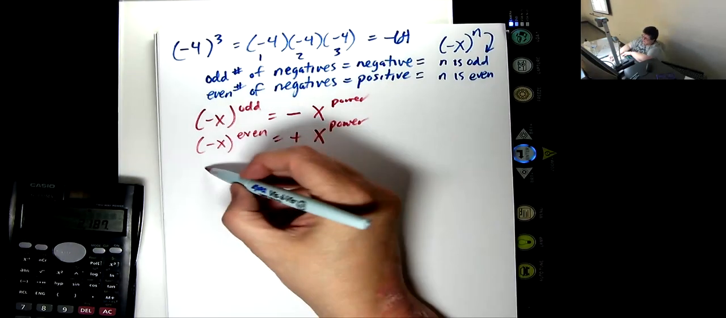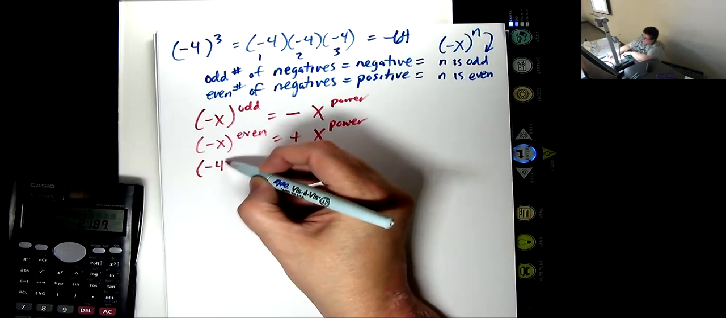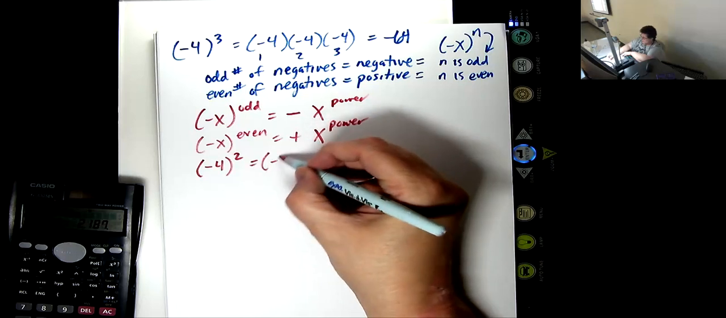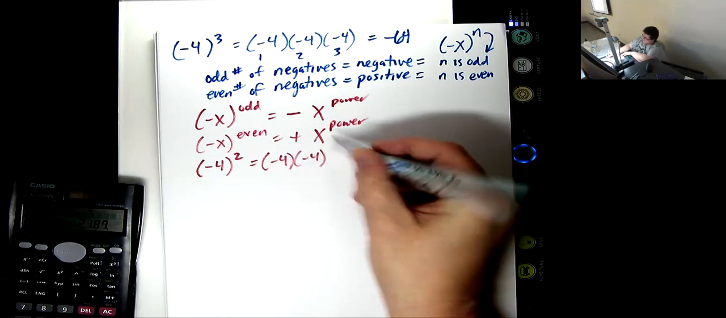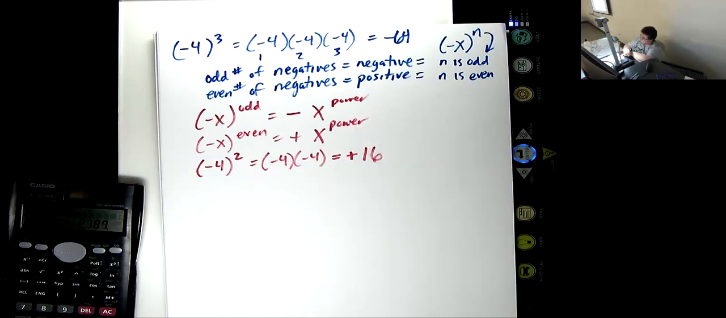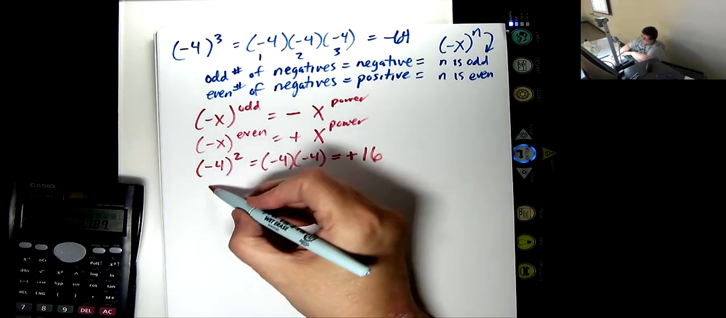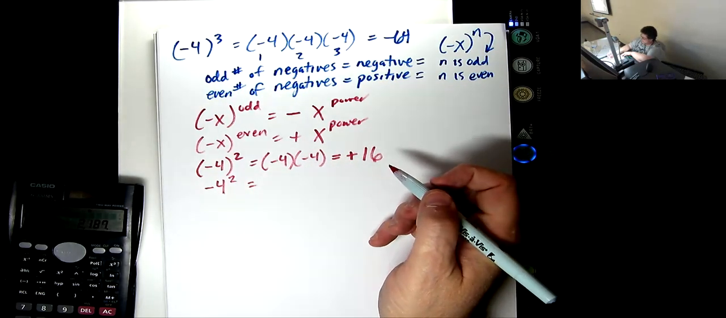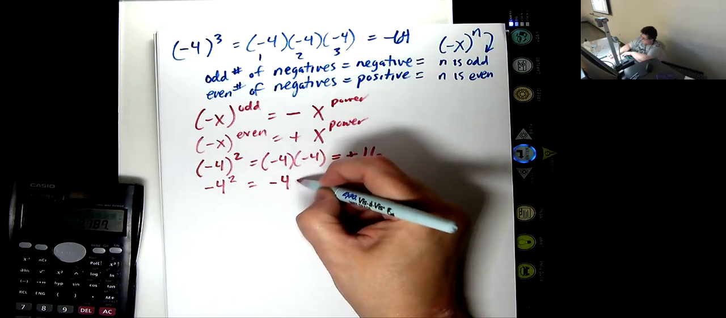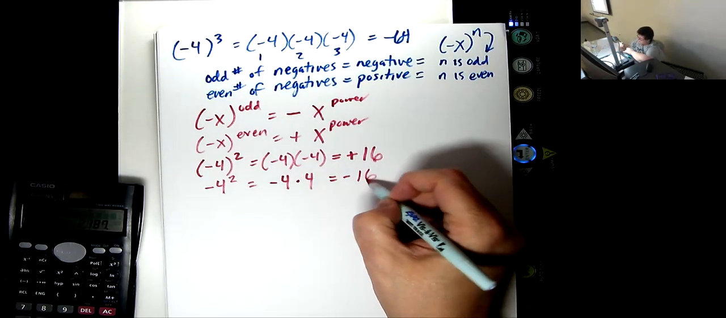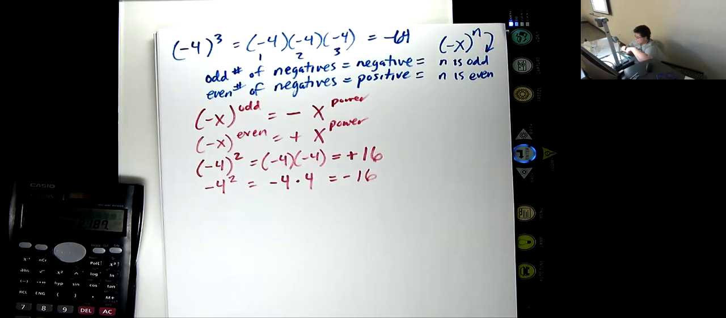It's worth noting and recalling that (-4) squared, like this, we just talked about this. We can do it as this times this. There's two negatives, it makes it positive. 4 times 4 is 16. But -4 squared, like that, means -(4 times 4). Only the number gets squared in that case, and this ends up being -16. So the parentheses matter.